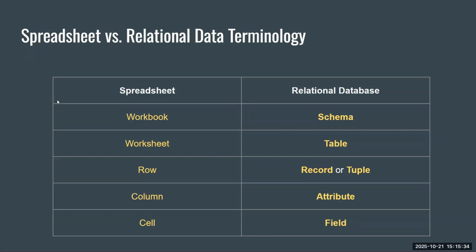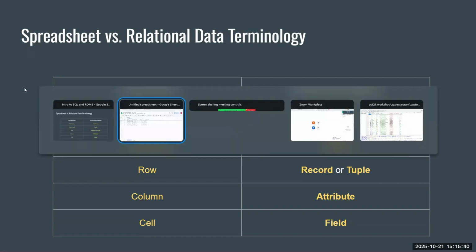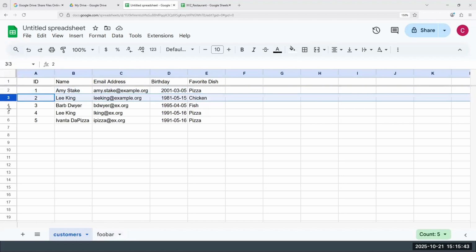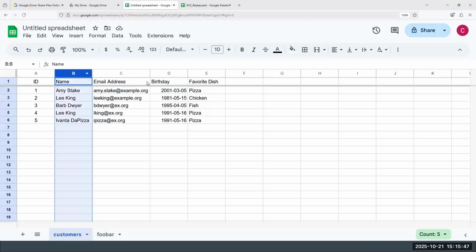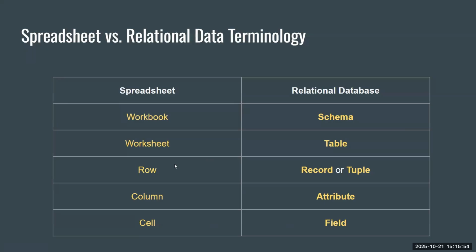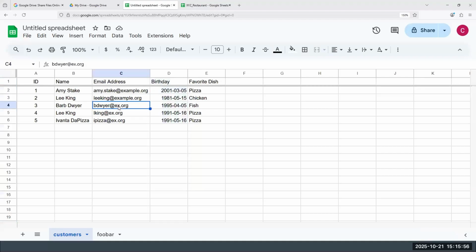Each row, well, they used to call them tuples, and some people still do, but I prefer record. That's more intuitive. So each row is called a record. And then each column is an attribute in RDBMS land. And finally, each cell is a field. So person with ID 3, email address is B. Dwyer at X-Sub.